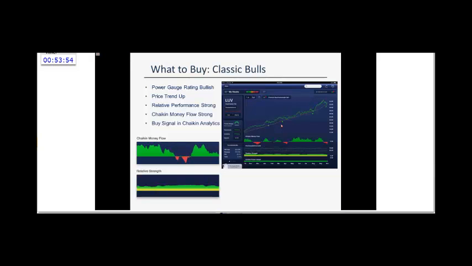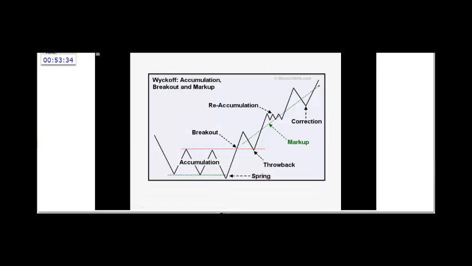So now let's look at the classic bull, because there are opportunities, and there have been over the last 4 years, that we've identified with the power gauge rating. Power gauge rating's bullish. We're looking at Southwest Airlines as our poster child. Trend is up, outperforming the market. Strong Chaikin money flow telling you the institutions are buying it, and then a buy signal in Chaikin Analytics.